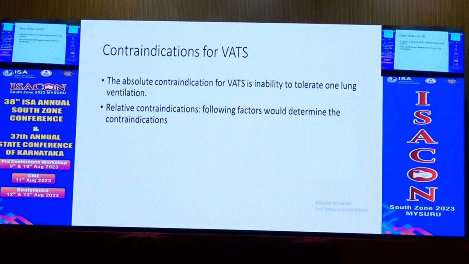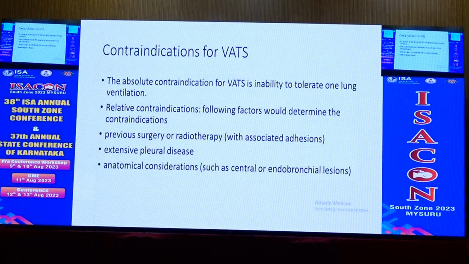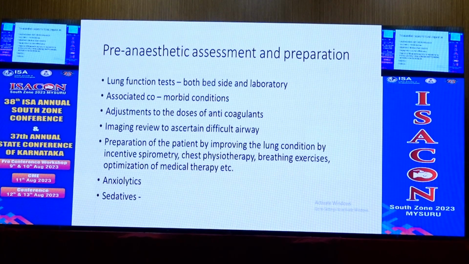The relative contraindications depend upon the following conditions: previous surgery leading to adhesions, whereby collapse of the lung and creation of room for the surgery will be difficult; radiotherapy leading to formation of adhesions; extensive pleural disease; anatomical considerations for the surgeon such as central or endobronchial lesions where the equipment cannot reach through VATS; and large tumors which cannot be dealt with through a small incision. In these conditions, VATS procedures are contraindicated.